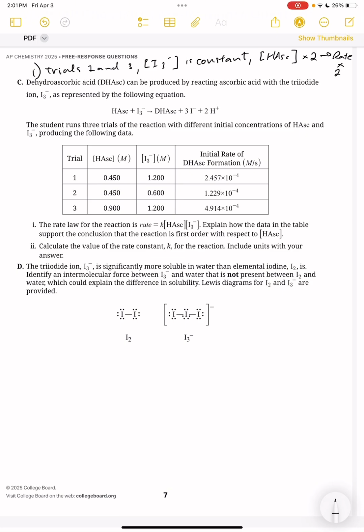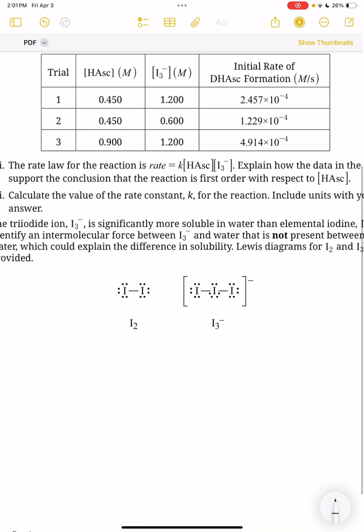So this one you can just pick one of the trials and just plug your numbers in. For the sake of being a boring person, I'm gonna use trial 1 and I'll write this out. So right here is 2.457 times 10 to the negative 4. This is your numerator, and your denominator is going to be 0.45 times 1.2. This gives you 4.55 times 10 to the power of negative 4.